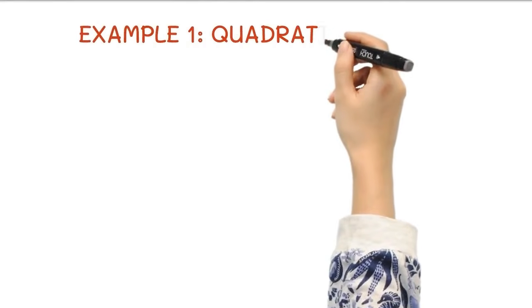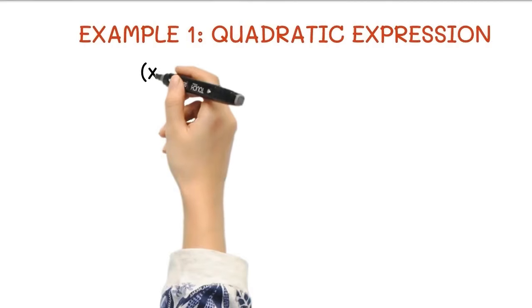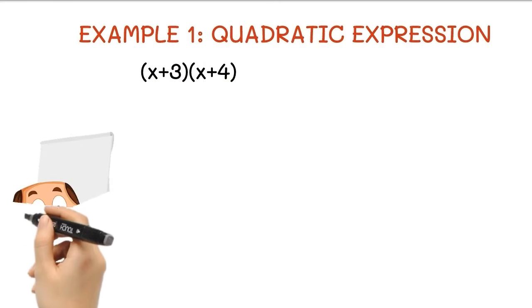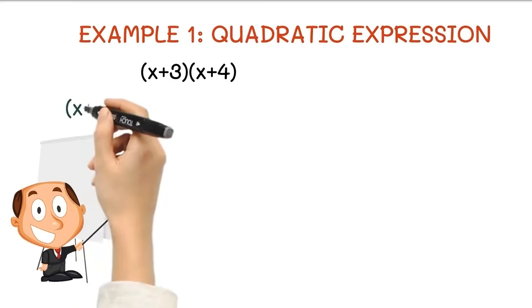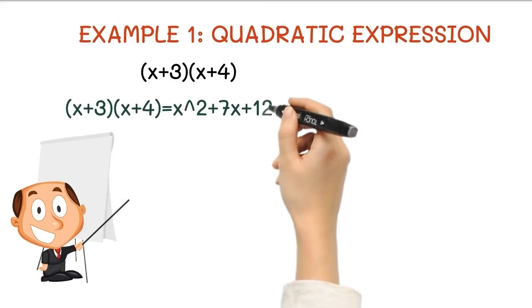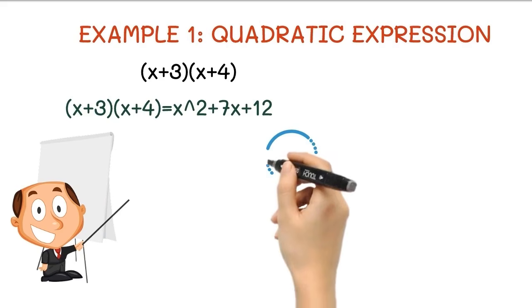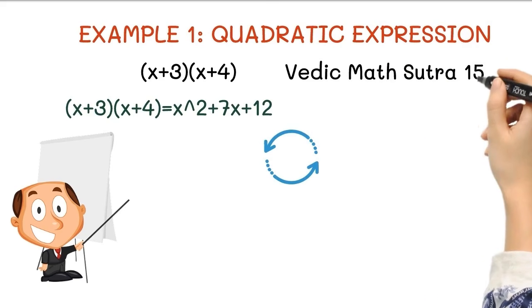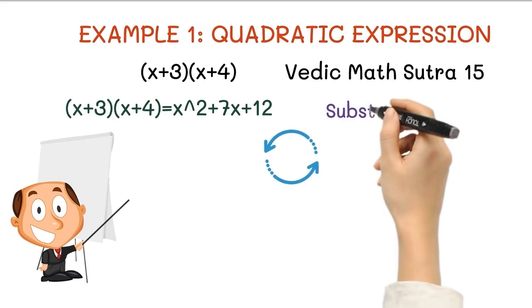Let's take example 1, quadratic expression. Problem, (x+3)(x+4). First, let us expand the expression normally. (x+3)(x+4) equals x² + 7x + 12. Now, instead of rechecking every step, we will apply Sutra 15 logic for answer checking.